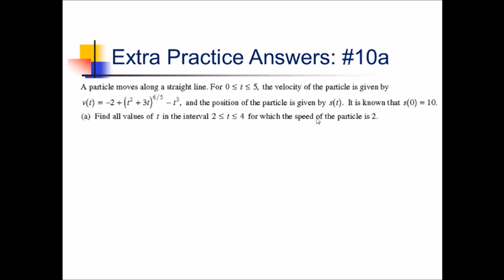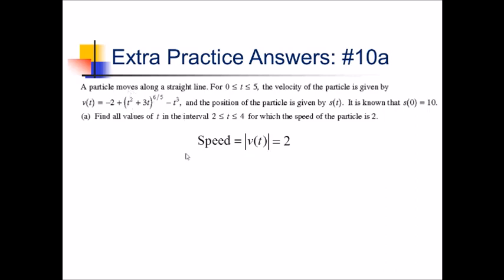All right, for all values of t from 2 to 4, we want to know at which of these values the speed of the particle is 2. So speed, we know, is the absolute value of velocity. And we want to figure out where this equals 2. We can do this on the calculator. This is a calculator problem, as this function makes clear just looking at this thing.